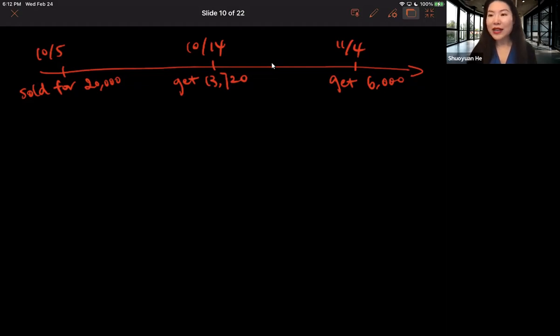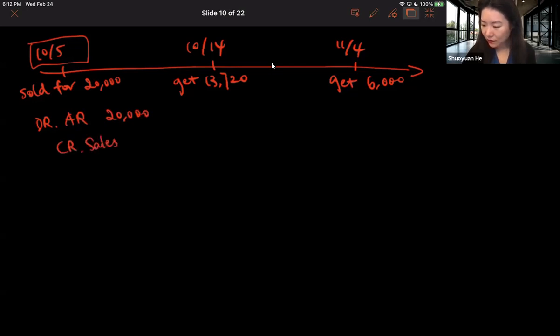So let me just write the first journal entry on October 5th now. And can you just look at those journal entries and tell me which one is the gross method, which one is the net method? So the first entry is, I sold the cupcakes for $20,000. So I debit accounts receivable $20,000 and credit sales revenue for $20,000. So this is the first way to make my journal entry. I sold it for $20,000 and I just do this.